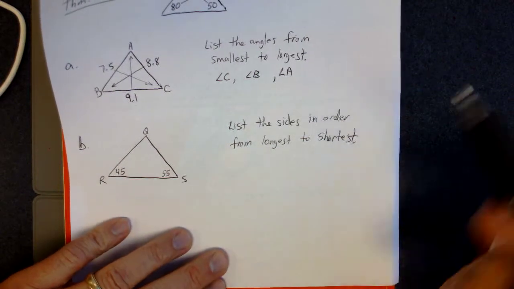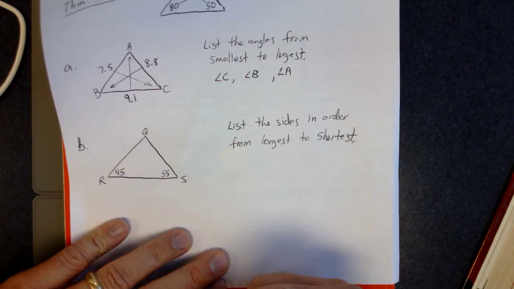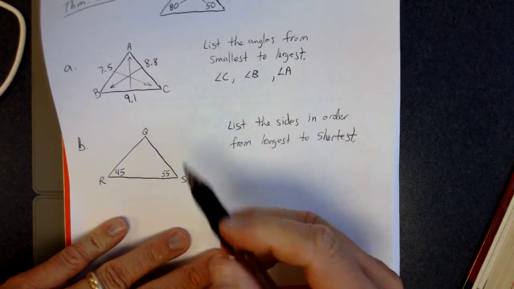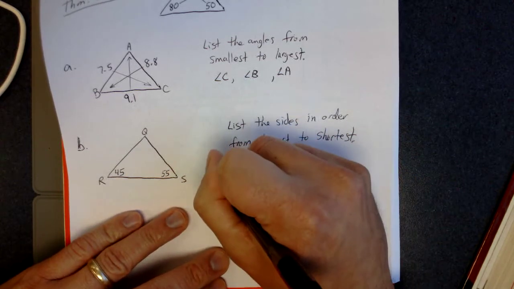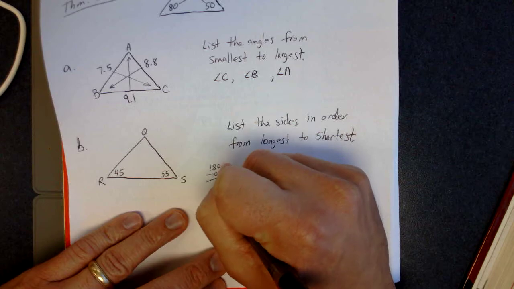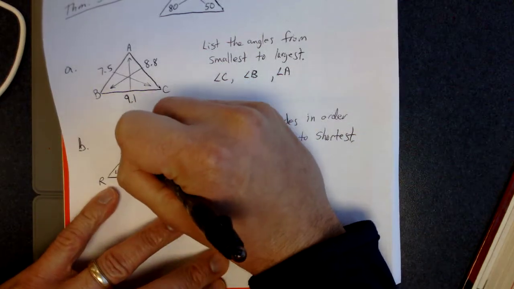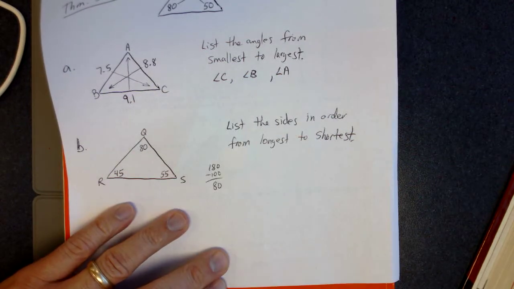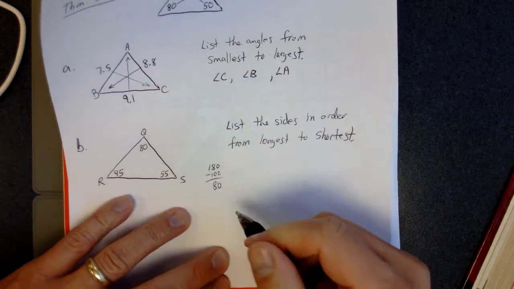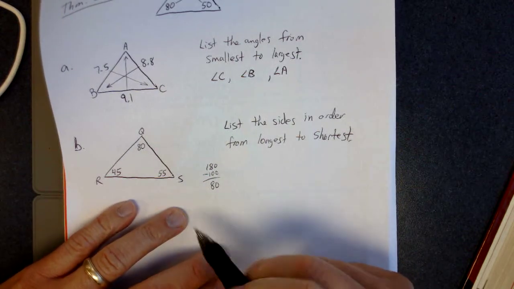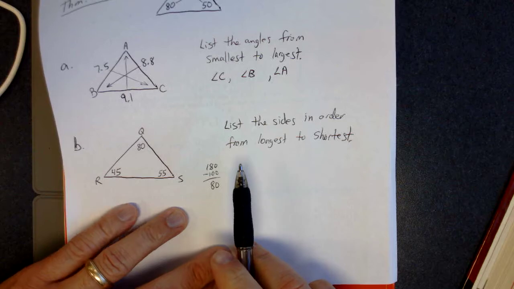So the thing we have to remember is if you add up all three angles in a triangle, you're going to get 180. 45 plus 55 is 100. If you take 180 minus 100, you're left with 80 degrees for this top angle here. And then once you have all the angles put in there for you, now you can go ahead and put the sides in order from longest to shortest.